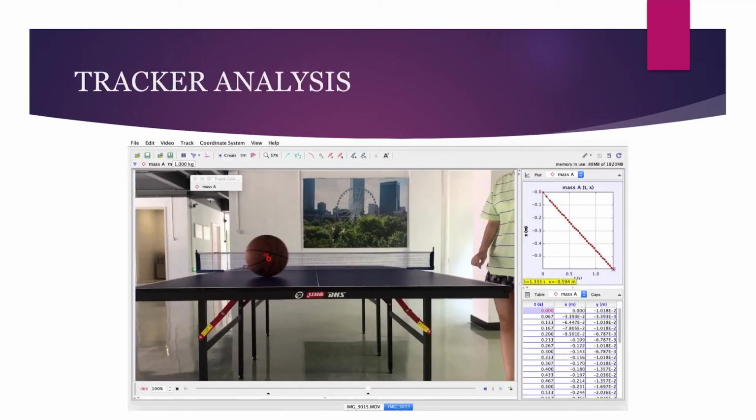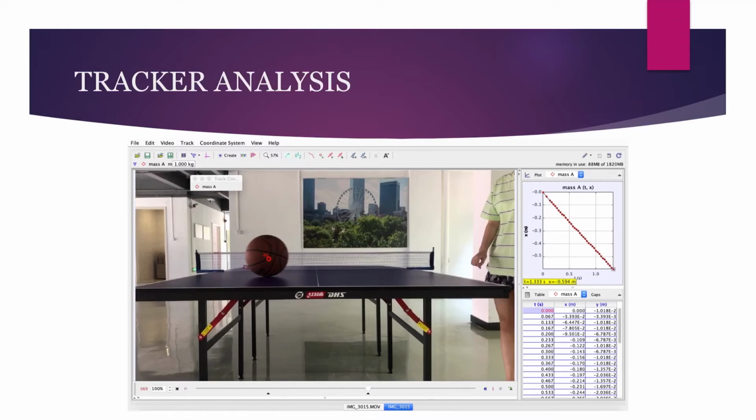This is the screenshot of the Tracker page. Basically, what I did was set the frame range. The start frame is 29 and the end frame is 69. Then I specified the length scale in the video according to the diameter of a standard basketball, which is 24.6 centimeters. And next, I set the coordinate system. I placed the origin of the axis at the center of the basketball, and I set the positive x direction towards the right as what we normally do.